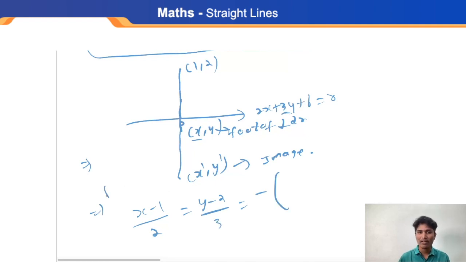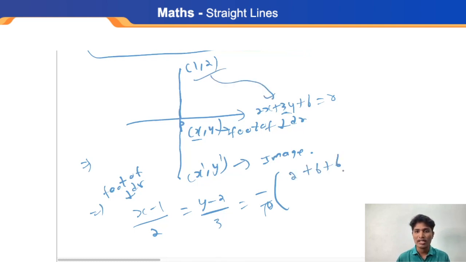Now I am calculating the foot of perpendicular. That is the reason I am taking minus. If I calculate the image, I will take minus 2. So it will be minus. I want to substitute this one here. What will I get? I will get 2 plus 6 plus 6 divided by a square plus b square. It will be 2 square plus c square. It will be 4 plus 9. It will be 13.